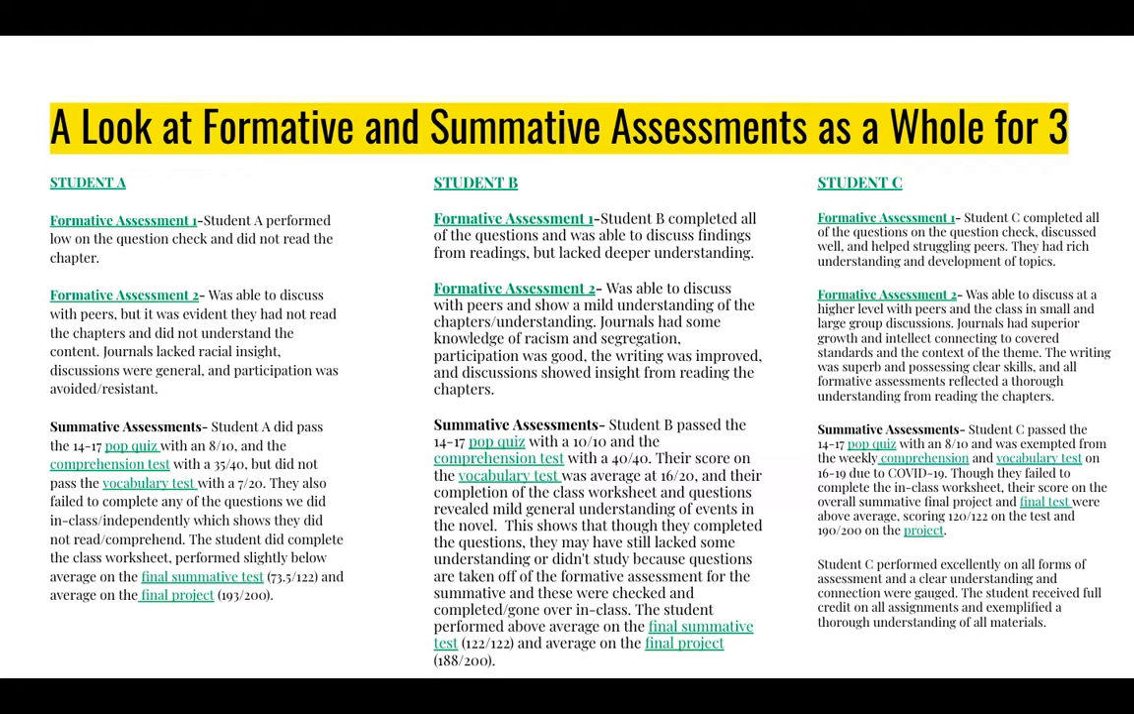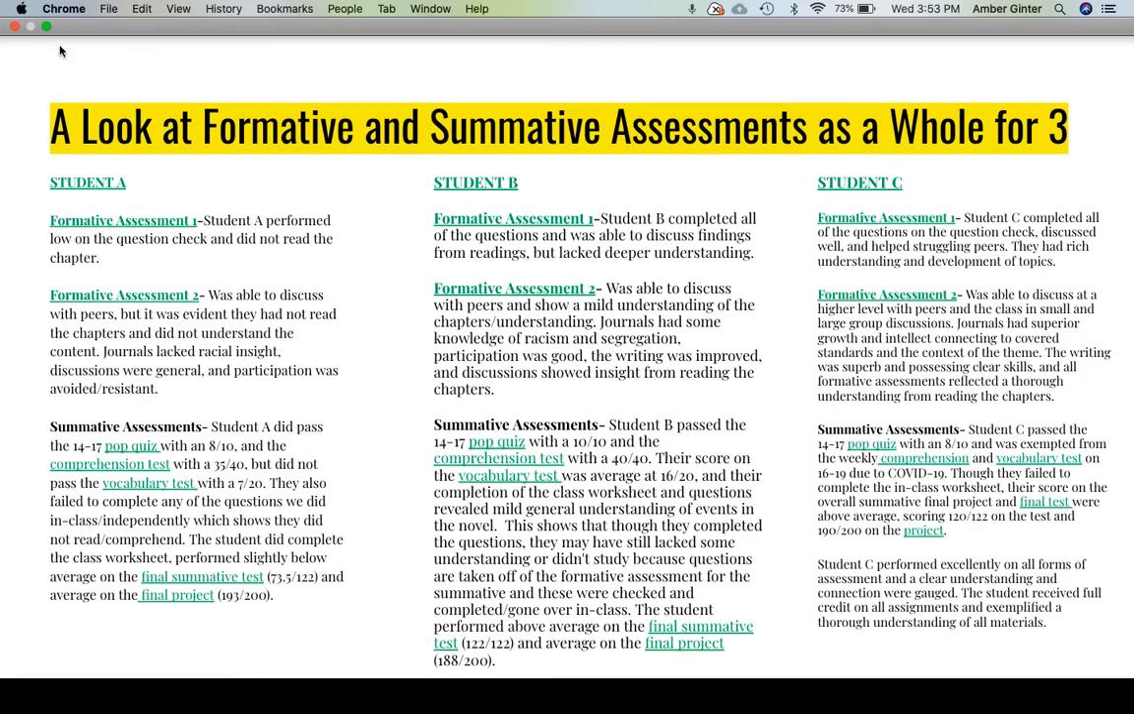The 16 to 19 comp and vocab test were exempted because unfortunately student C was out due to COVID. They also failed to complete that in-class worksheet, but they did complete the final test and project with almost perfect scoring of 120 on the test and 190 on the project. They definitely performed excellently on all methods of assessment, and they received full credit on those assignments that they did complete. And I will quickly show you those.